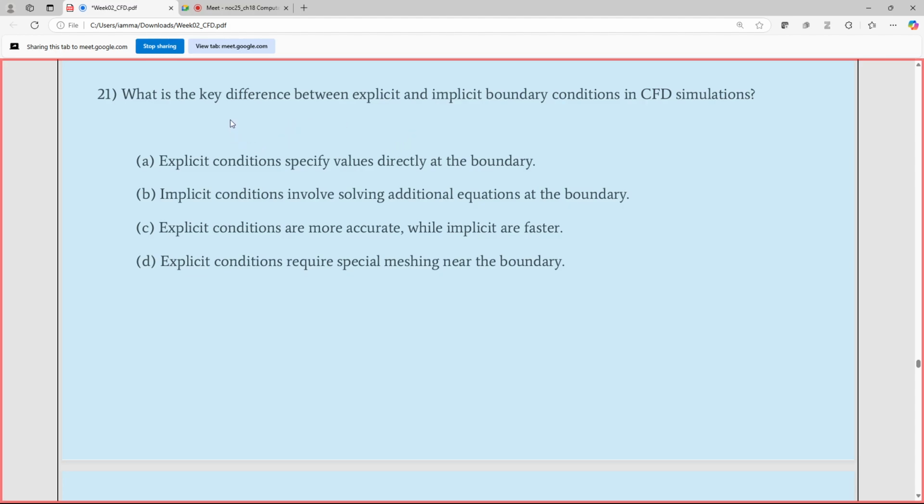Next question. What is the key difference between explicit and implicit boundary conditions in CFD simulations? Option A, explicit conditions specify value directly at the boundary. Option B, implicit conditions involve solving additional equations at the boundary. Option C, explicit conditions are more accurate while implicit are faster. Option D, explicit conditions require special machine near boundary. What is the key difference? Which among the following is the important difference between explicit and implicit boundary conditions in CFD simulations?